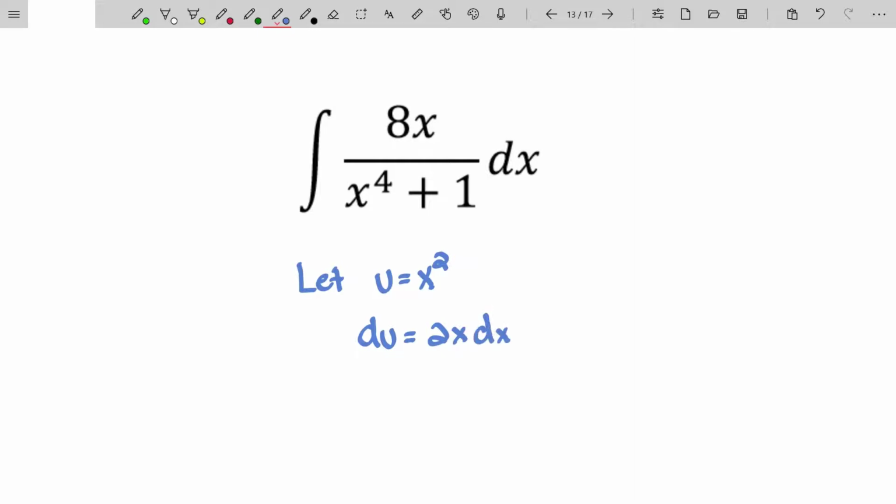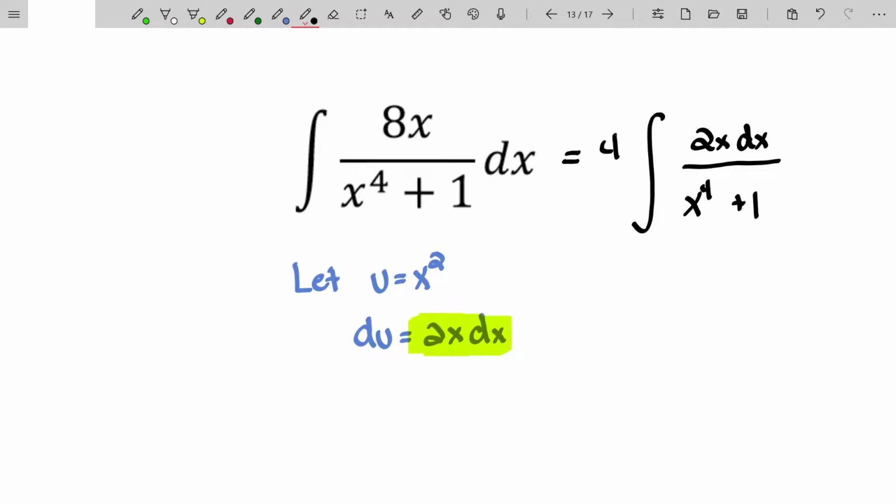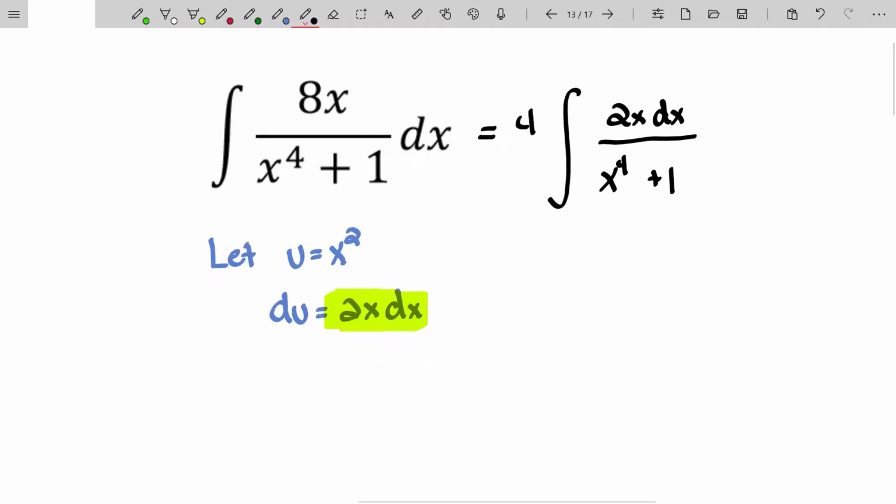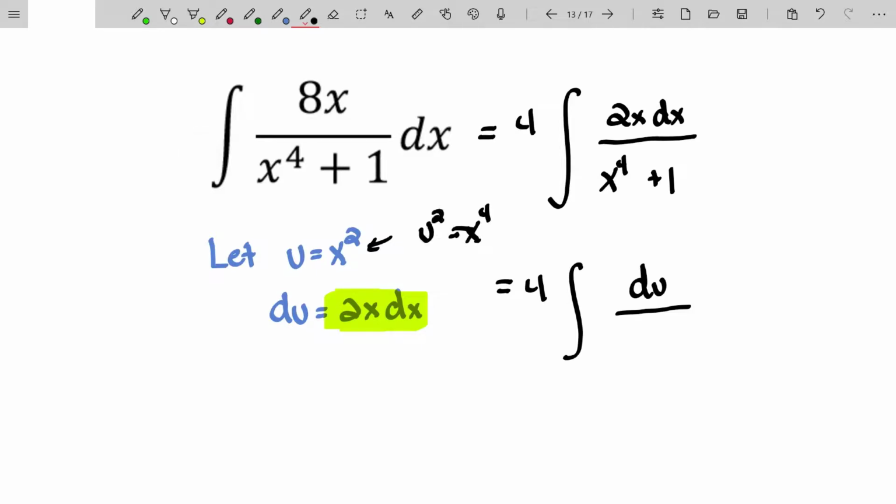In other words, I get to steal away 2 times x dx out of that numerator and trade it out for a du. And notice I can totally do that, because this is 4 times 2x dx over 1. I'm going to write it as x to the 4th plus 1. I just have a habit of writing it 1 plus x to the 4th. So that 2x dx in the numerator, I'll trade that out. That's 4 integral du over. And then downstairs, x squared is going to be called u. So x to the 4th is going to be called u squared. Let me clean that up.